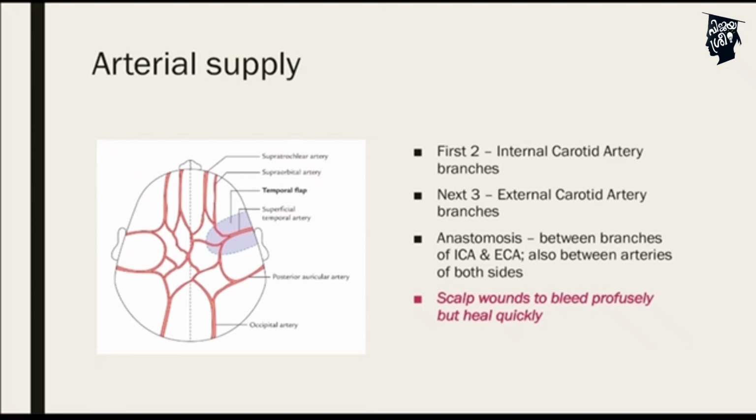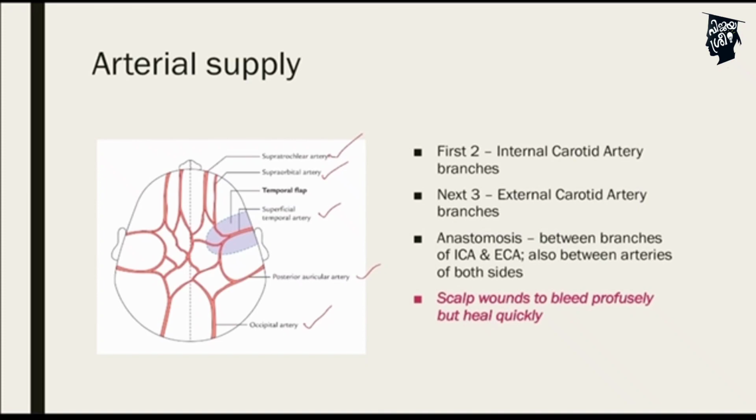Next, talking about arterial supply. The scalp has an extensive arterial supply. On either side, there are 5 arteries. Let's look at these one by one. First, we have the supratrochlear artery, then the supraorbital artery, then the superficial temporal artery, the posterior auricular artery, and the occipital artery. There are 3 in front of the auricle, and there are 2 behind the auricle.